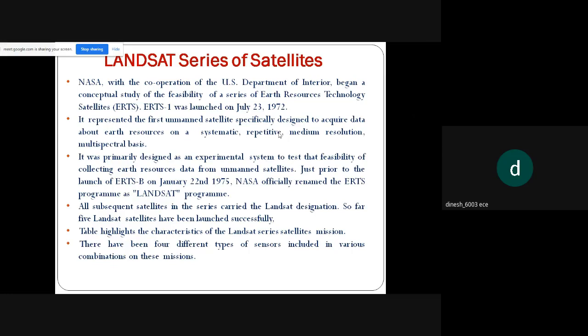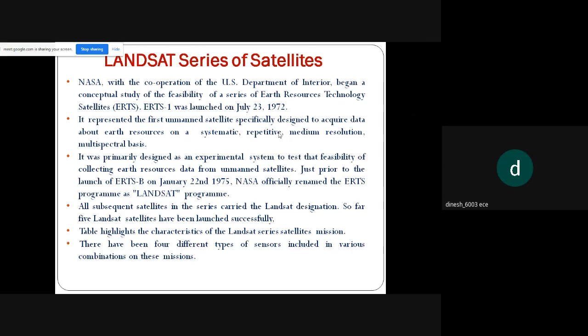This was primarily designed as an experimental system to test the feasibility of collecting Earth resource data from unmanned satellites where people were not being present, and from that, how the data signals are being captured and sensed.